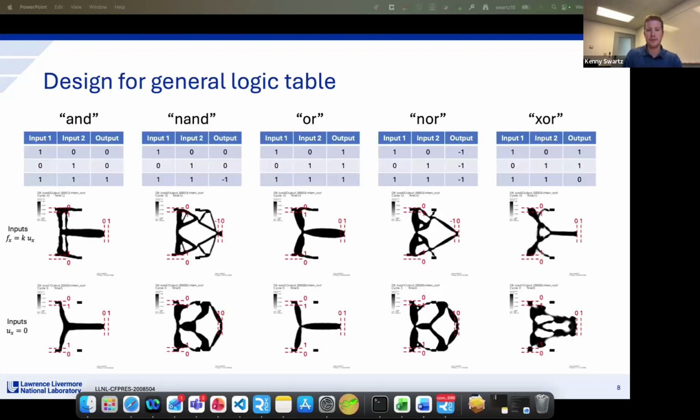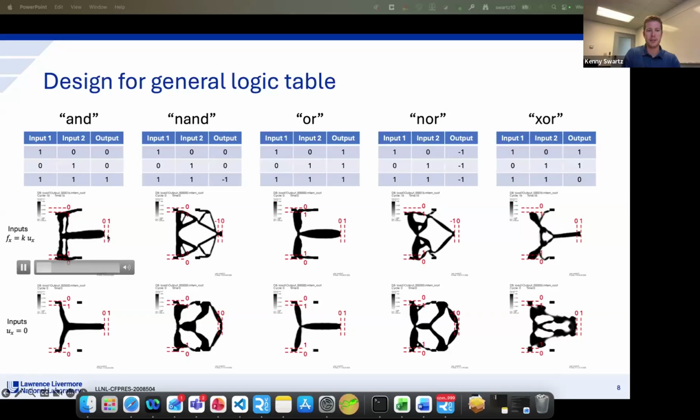So we looked at 5 different logic tables that we want to be able to realize with these designs. The first would be an AND gate. So what does that mean? If either of the inputs are actuated on their own, the output doesn't move. But only when they're both actuated, then we see the output flip to its second position. And here I've annotated what I mean by these 2 positions. You can see it really does snap through very distinctly, where it's sitting at the 0 and then it snaps over to its 1 state.